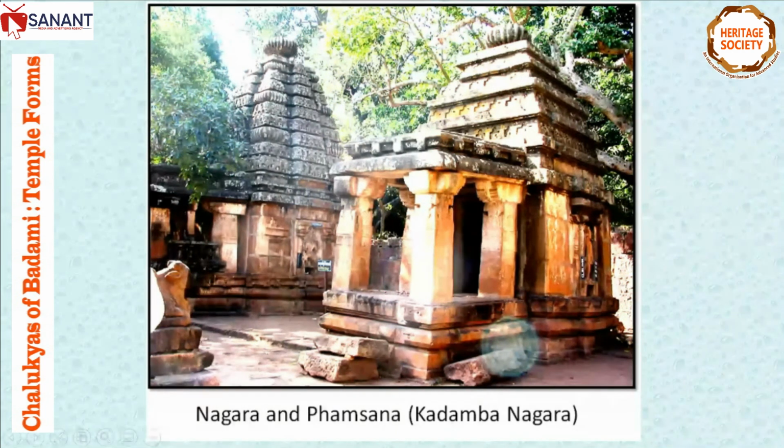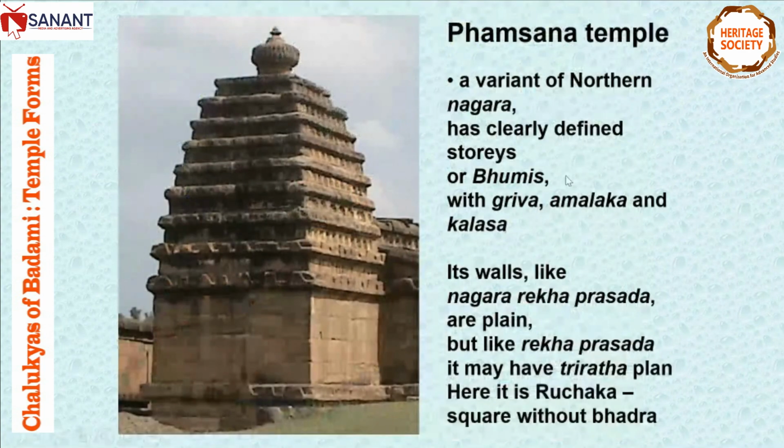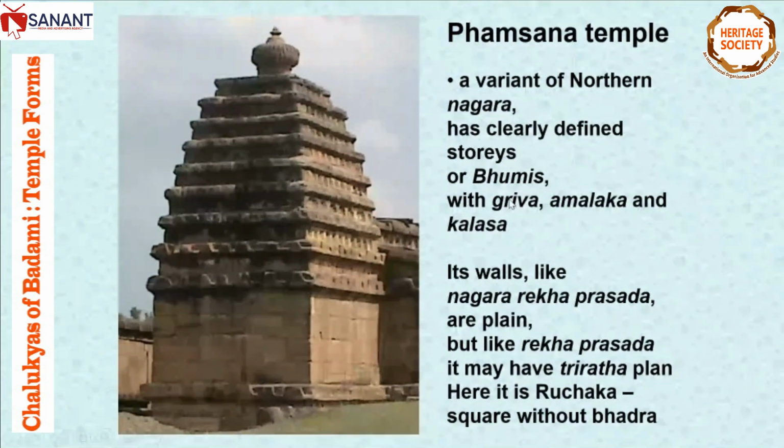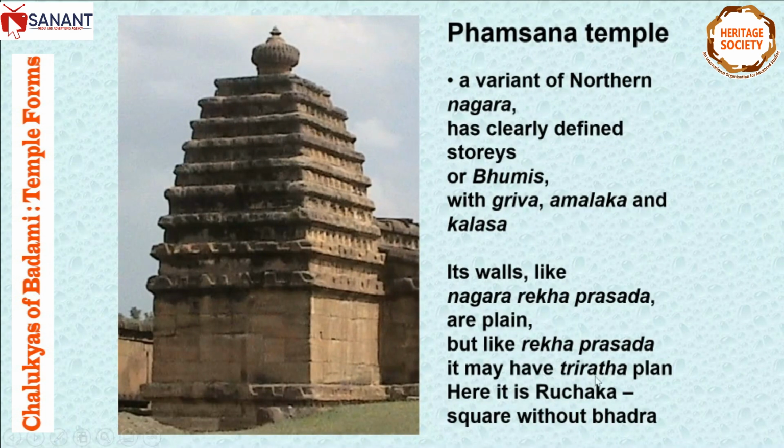The resemblance is particularly the Amalaka at the top, and the curvature of the superstructure. These are very distinct, and of course pillars are done sometimes in the northern style. So it's a variant of the northern Nagara style. It has clearly defined stories or bhumis with Griva, Amalaka, and Kalasha. Its walls, like Nagara Rekha Prasada, are plain, you can see. But like Rekha Prasada, it may have a Triratha plan. You can have an offset here when necessary. It is absent here, of course. Some temples do have that, making it a Triratha plan.